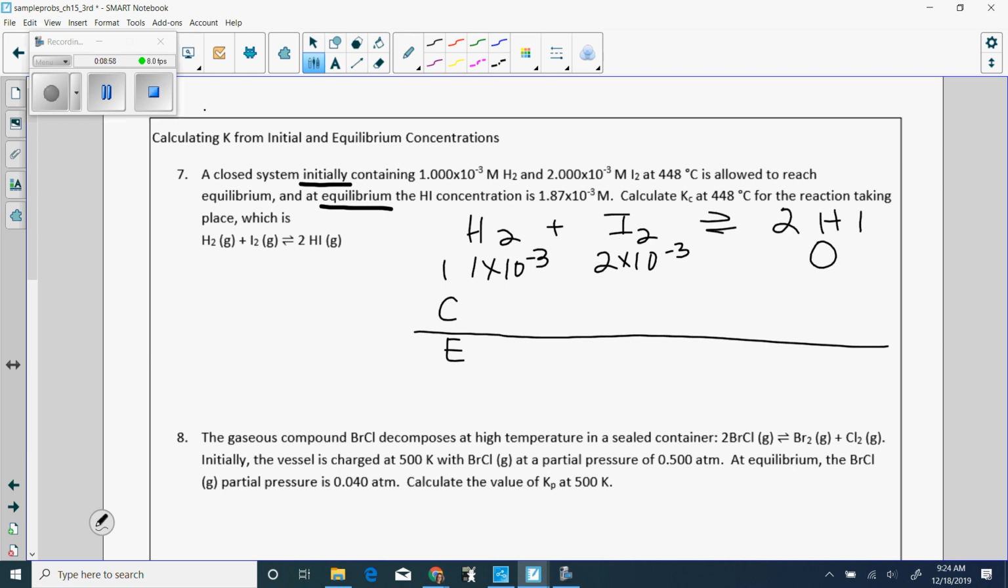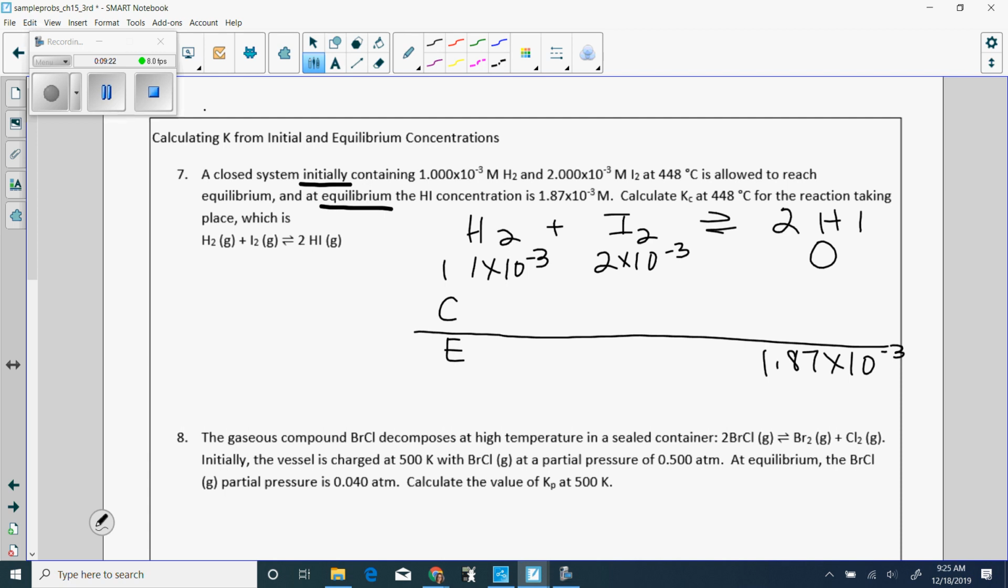My other number, it says at equilibrium. E stands for equilibrium. My HI concentration, HI at equilibrium, is 1.87 times 10 to the negative third. Okay? My next step is to figure out my change.